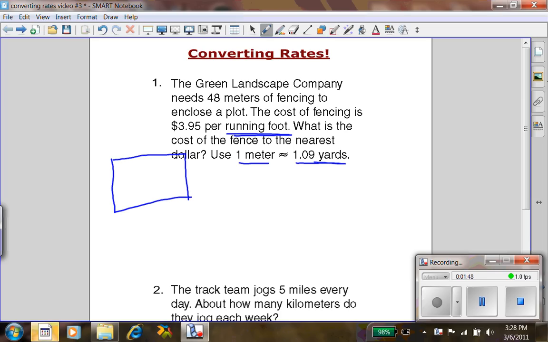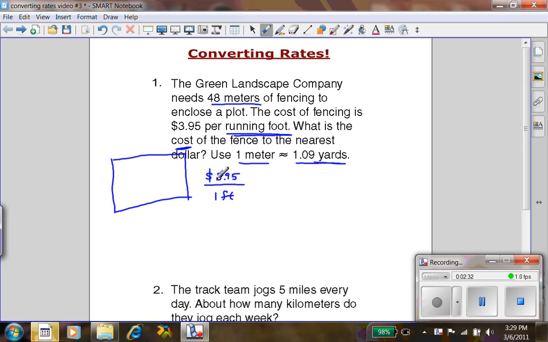So what I need to do, first of all, is write down what rate they gave me. They gave me dollars per foot. So I'm going to write that down first, $3.95 per 1 foot. Now, before you do anything else, you need to figure out where you need to go with this. They're asking you, which means go back to the question. What is the cost, meaning how many dollars does it cost of fence to the nearest dollar, but they need 48 meters. So what we really need to know is the cost per meter.